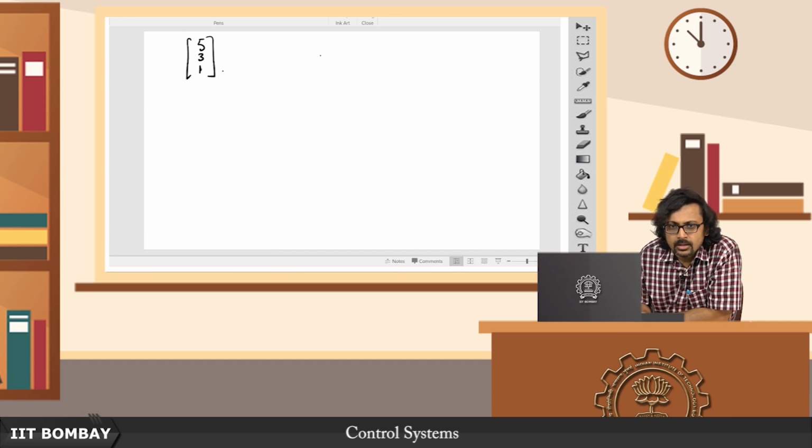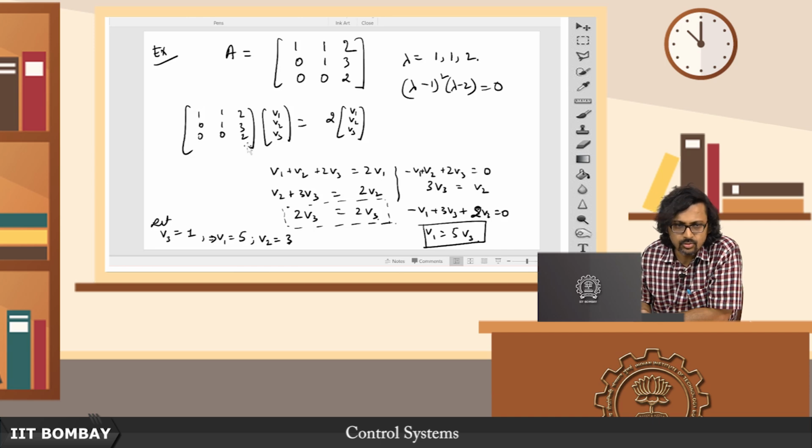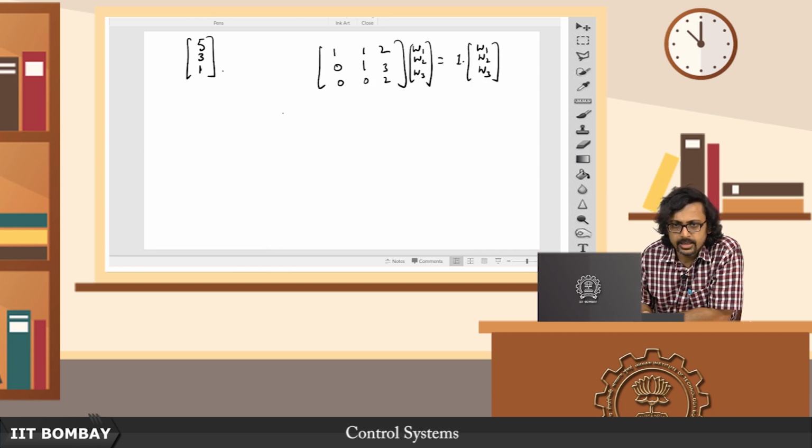So let us check. We have once again the matrix 1, 1, 2, 0, 1, 3, 0, 0, 2 times, let us say, W1, W2, W3 is equal to 1 times W1, W2, W3, because 1 is the eigenvalue now. Earlier it was 2, so I had multiplied by 2, now it is 1. So therefore I get W1 plus W2 plus 2W3 is equal to W1. So I can cancel out W1 from both sides, and I get just 0 here.